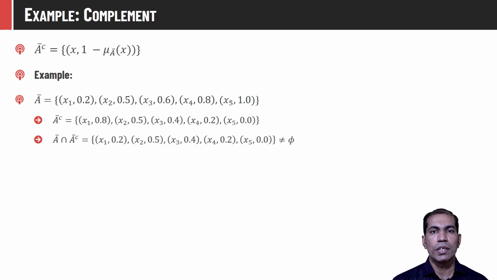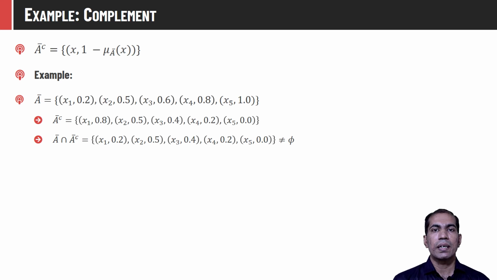If we observe carefully, A bar intersection A bar complement would be x1 0.2, x2 0.5, x3 0.4, and so on. We know that the intersection operation always selects the minimum membership value of two elements. The membership value of x1 is derived from the minimum membership value of x1 in set A bar and A bar complement, which is 0.2 and 0.8 respectively, and hence the minimum of that is 0.2. In similar way, we can compute the membership value for the rest of the elements.